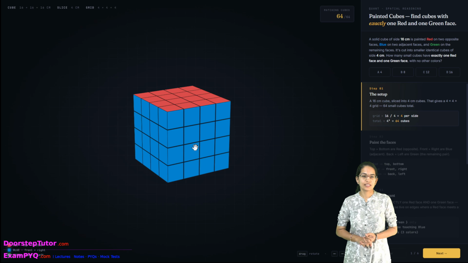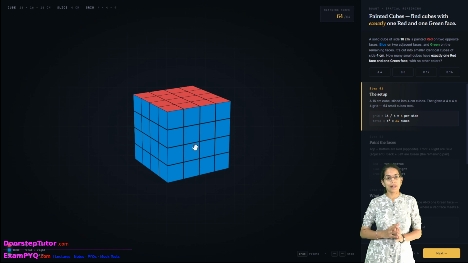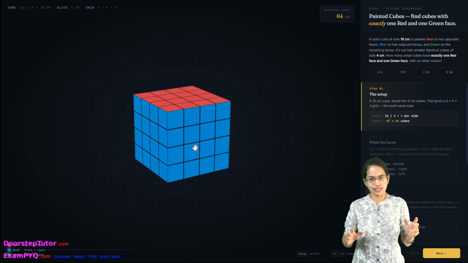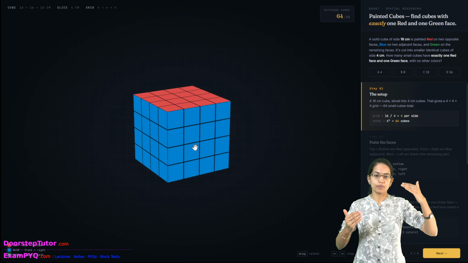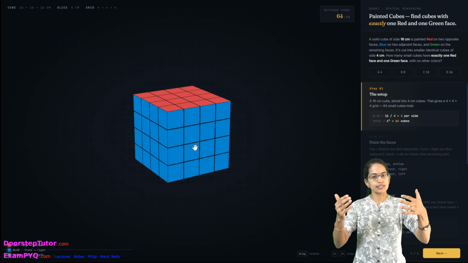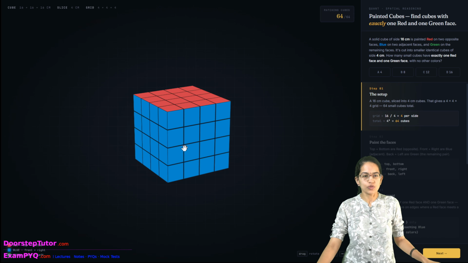Welcome. This is an interesting problem on solving the painted cube, right? So the question says this is a 16 centimeter cube. It is painted red on two opposite sides, blue on two adjacent sides and green on two adjacent sides. So let's see how it looks.